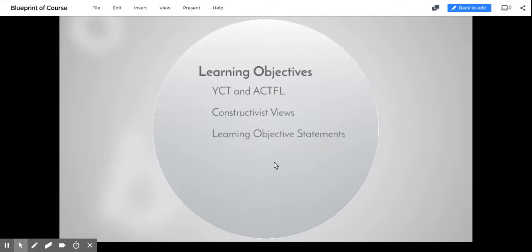The YCT and the ACTFL standards are the proficiency and the achievement standards that the state of Utah uses to measure growth in students. We effectively incorporate the YCT and the ACTFL standards into a curriculum that will incorporate constructivist principles of spiral review, inquiry-based learning, and active learning.